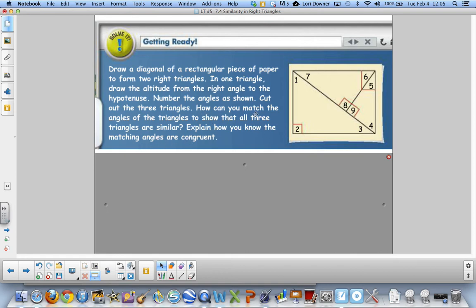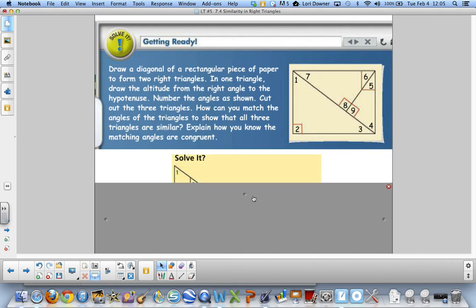Once you cut them out, explain how you know that the matching angles are congruent. How can you match the angles? So you're going to rearrange them to show that all 3 triangles are similar. And then by what theorem can we say that the triangles are similar? Is it angle-angle similarity, side-angle-side, or side-side-side? Pause the movie, try this on your own, and then press play when you are finished.